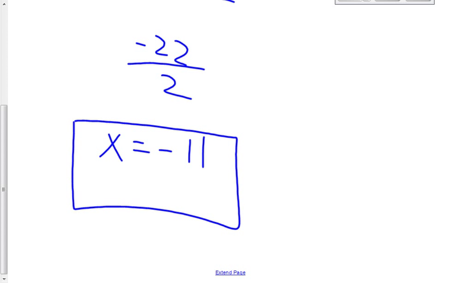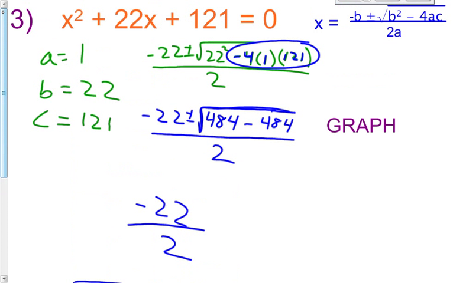Class, in a quadratic, are you ever going to get one answer? The answer to that is no. You're always going to get two roots. So if you only get one like this, it is a double root. And what does that double root tell you about the graph? That double root tells you that it's not going to pass through the x-axis. It's just going to touch it at that negative 11.